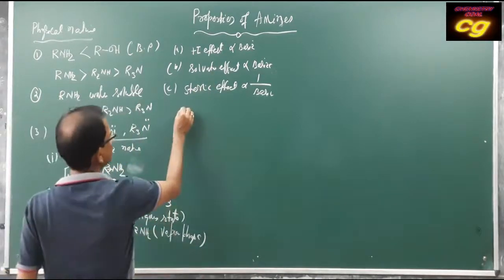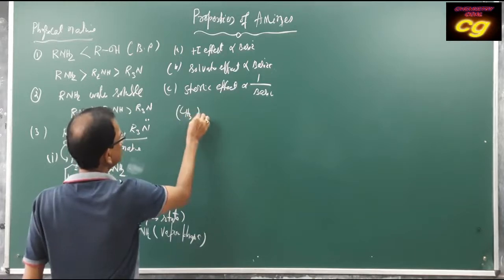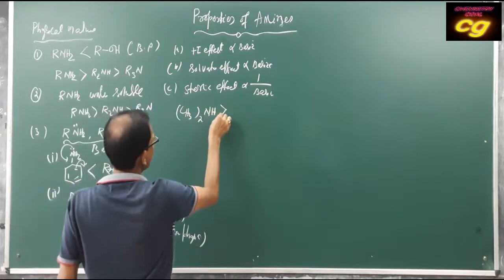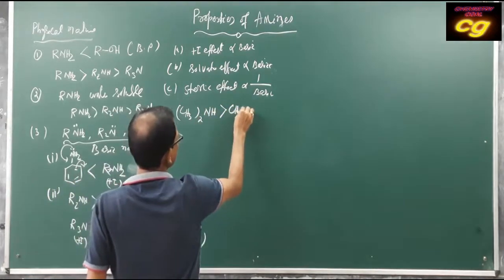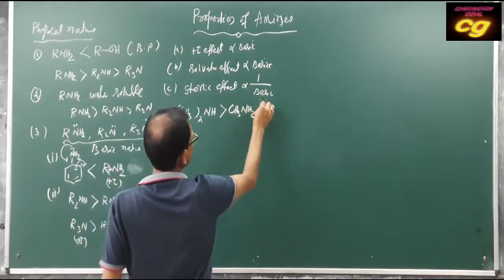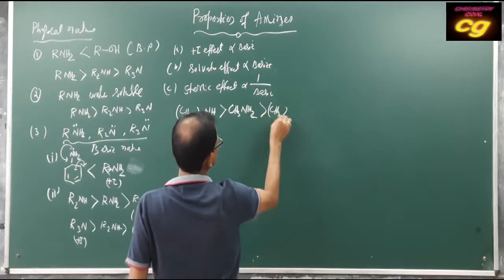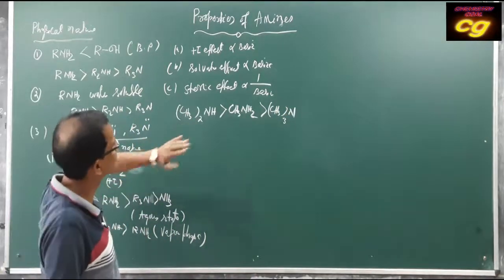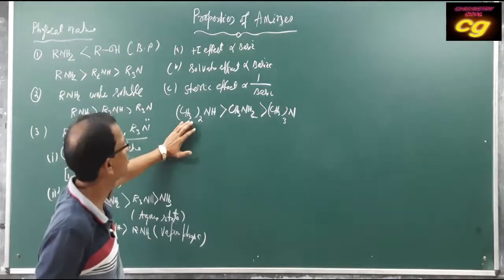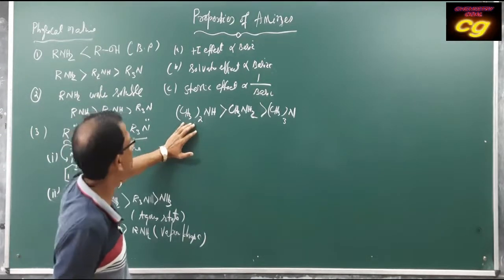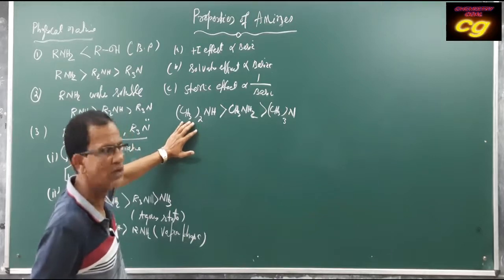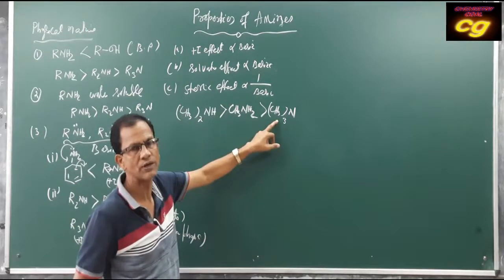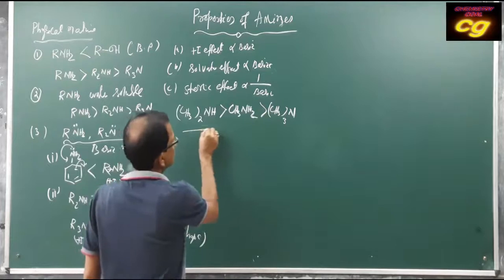So, taking the methyl group, the secondary amine is more basic than the primary amine, than the tertiary amine. This is in aqueous medium. Here the cross effect is more compared to the steric factor. But in the case of tertiary amine, the steric factor is more. This is only in the case of aqueous medium.